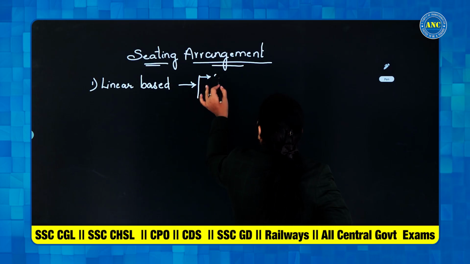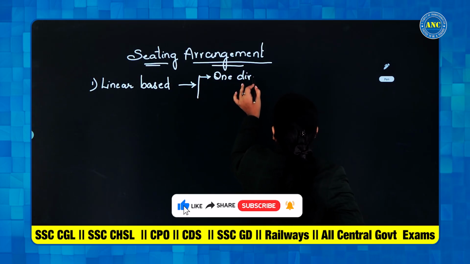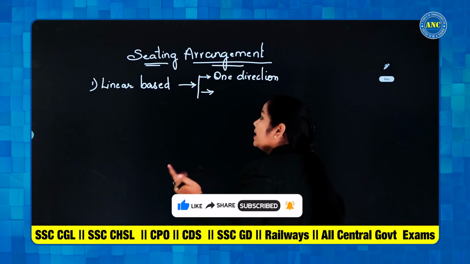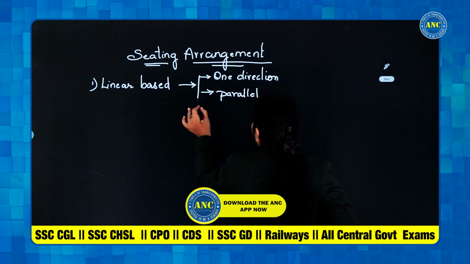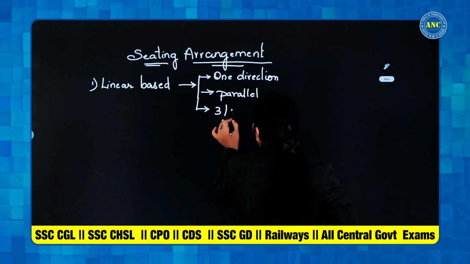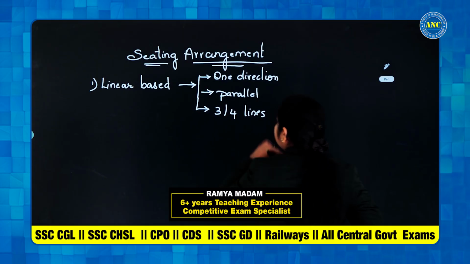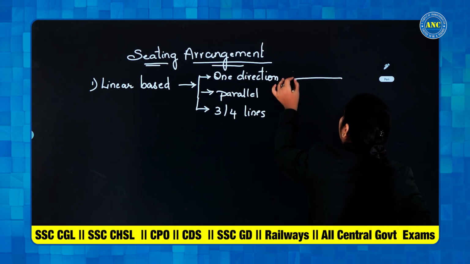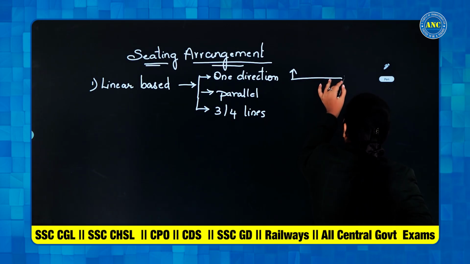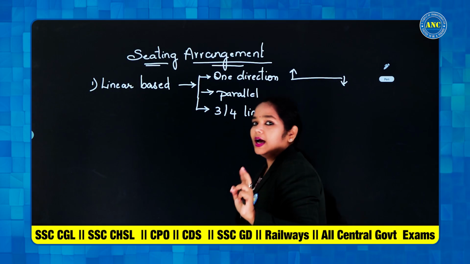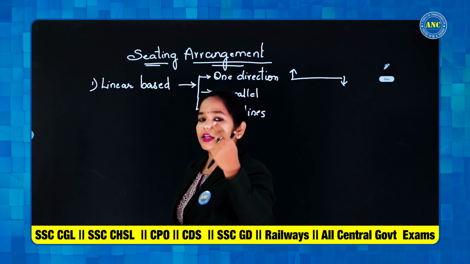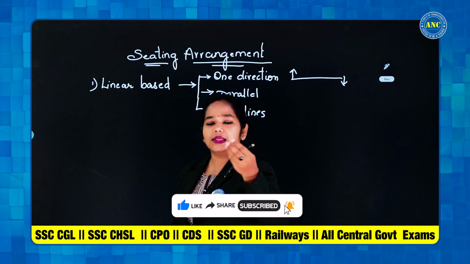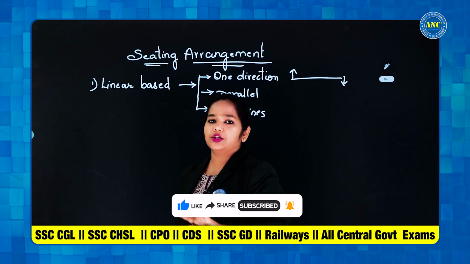They may be arranged in one direction, or arranged parallelly, or arranged in 3 or 4 lines. Arranged in one direction means all the people are in a straight line, one single row. They might be facing north or facing south, or jumbled: some are facing north, some are facing south.